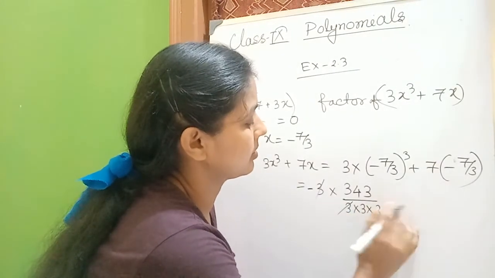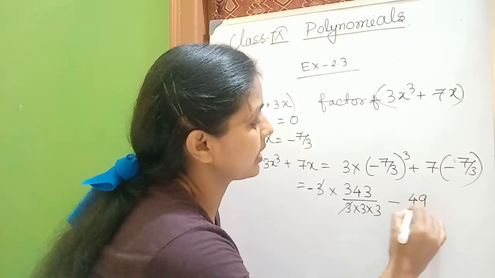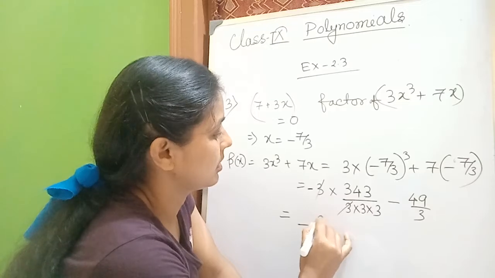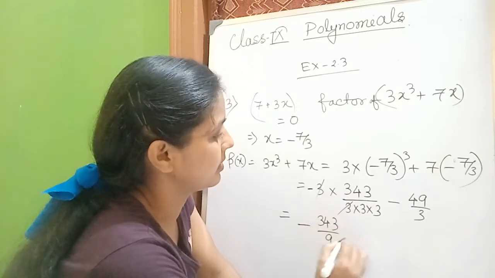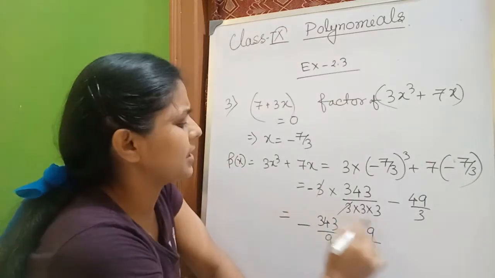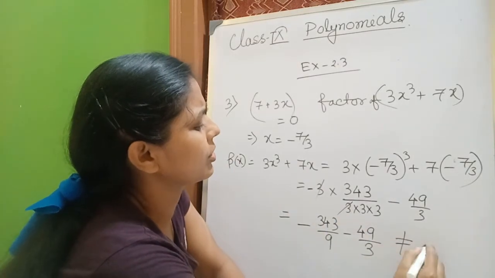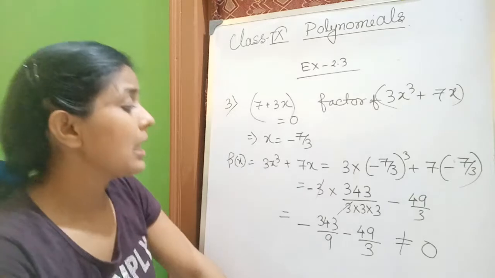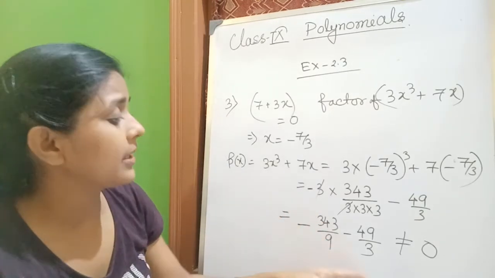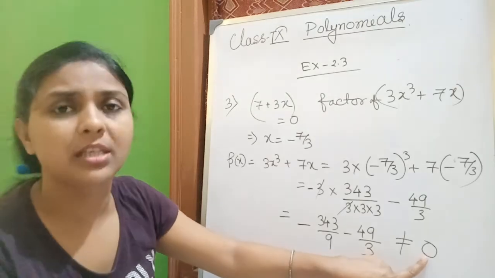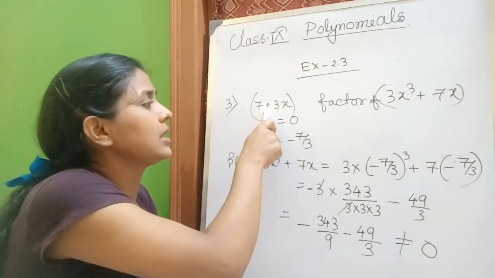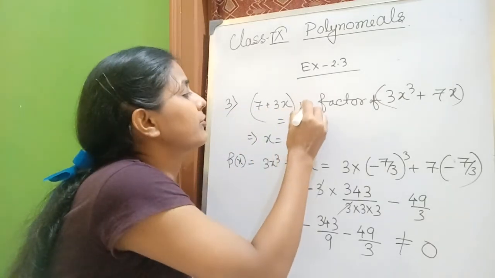Plus minus 49 divided by 3. So ultimately we are getting minus 343 divided by 9 minus 49 divided by 3. Quite obviously, if you calculate it, you will get a value not equal to 0. Please calculate it after this. After calculation, we get a result not equal to 0.